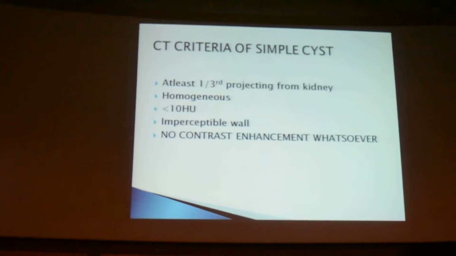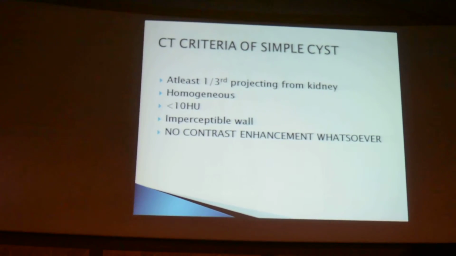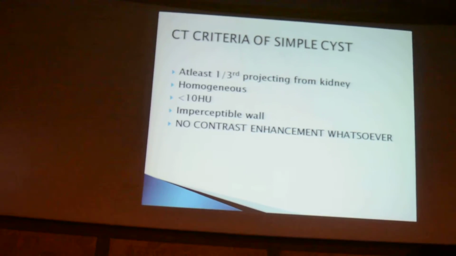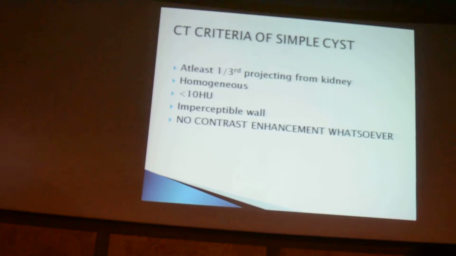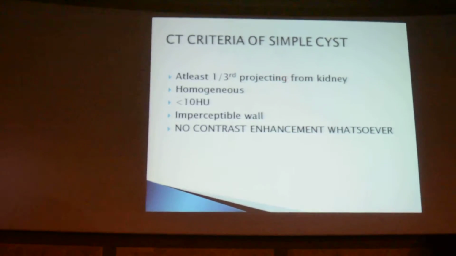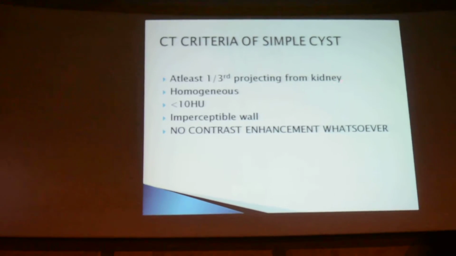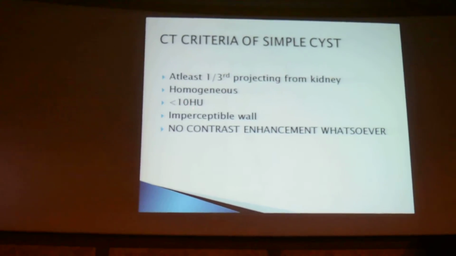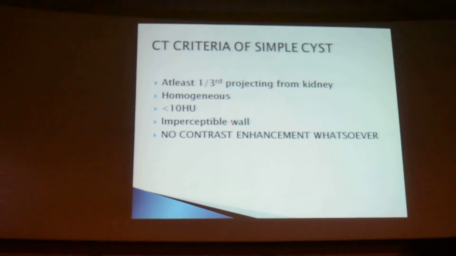How do we say ultrasound is clearly just showing a homogeneously anechoic lesion, so you can say it's a simple cyst. On CT, when do you say it is a simple cyst? At least 1/3 of the cyst should be projected from the kidney and should be homogeneous and measuring less than 10 Hounsfield units, and it should not show any wall.